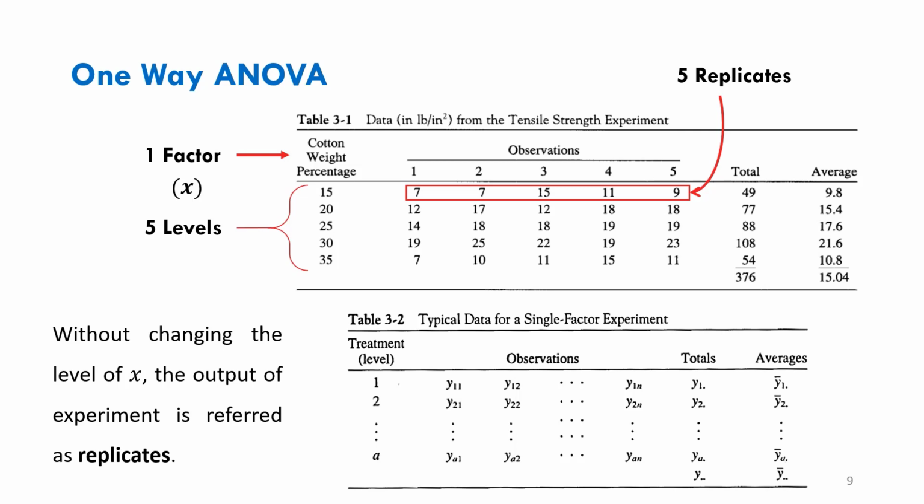Here there are 5 levels that are 15, 20, 25, 30, and 35 percentages of cotton weight. At 15%, the first output of 7 pounds per square inch is obtained, and keeping the same percentage, this is replicated 4 more times. Similarly, this is performed for the other 4 levels, making a total of 25 observations.